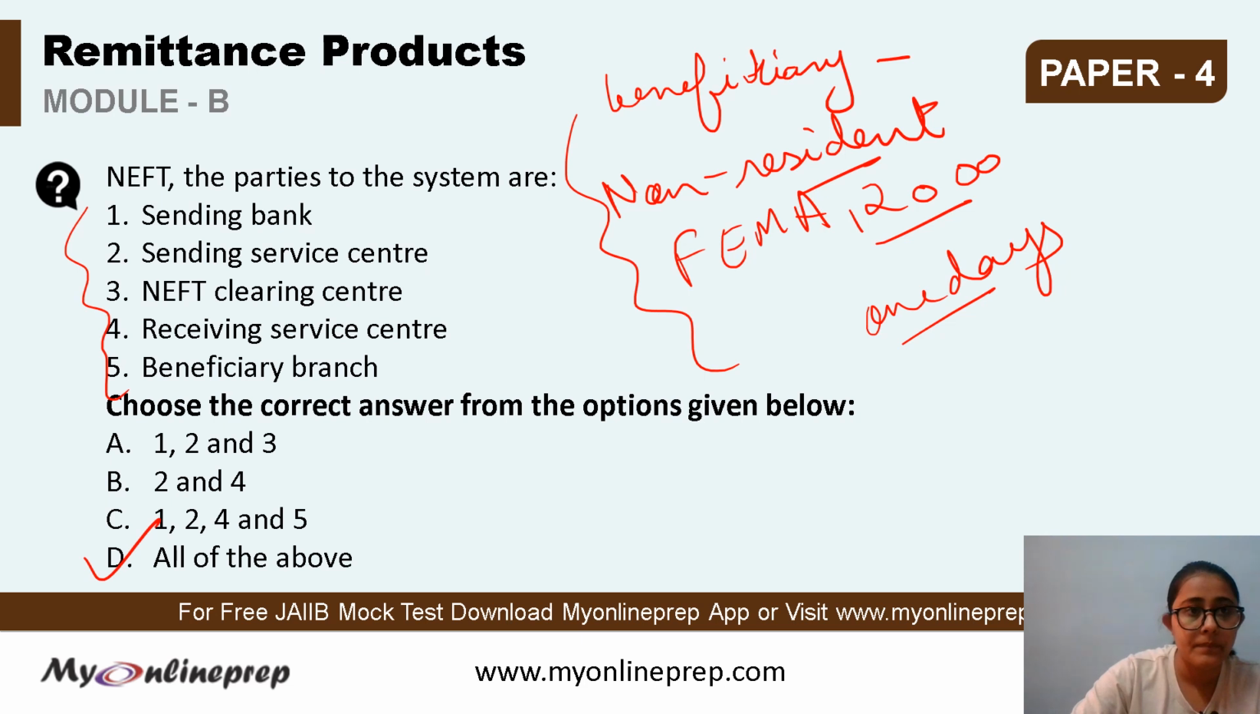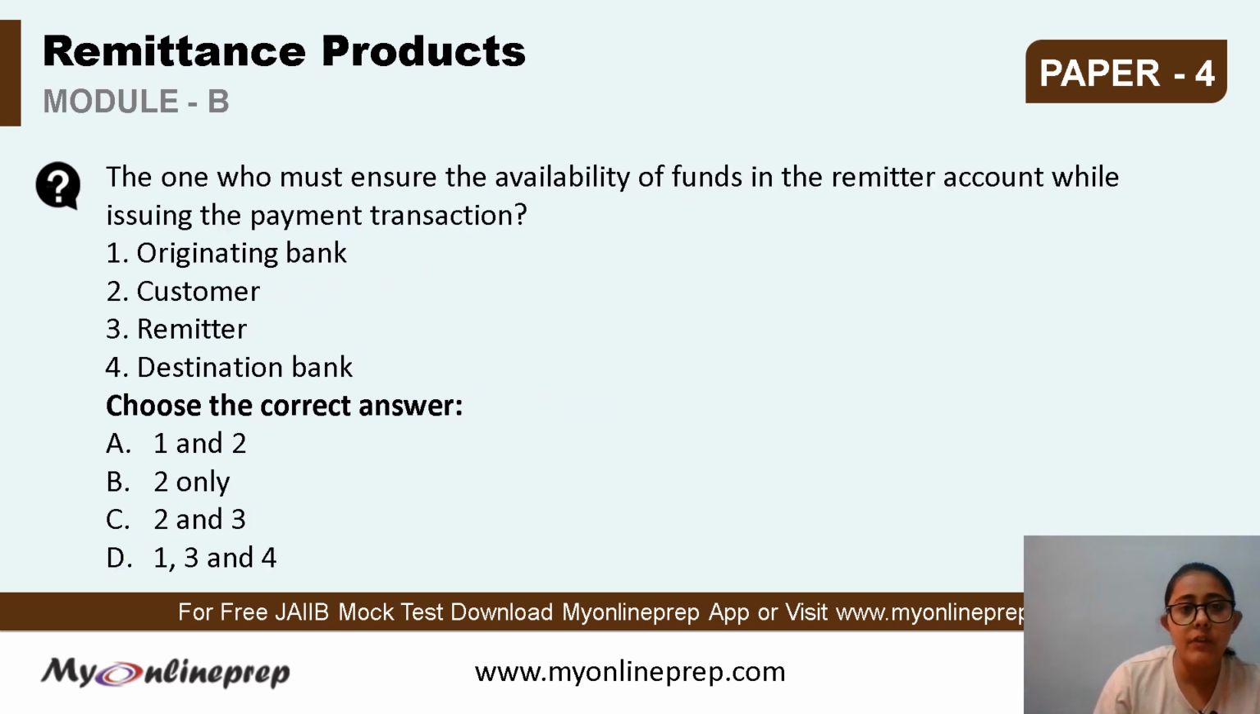Okay, the next question is: who must ensure the availability of funds in the remitter account while issuing the payment transactions? The statements given are the originating bank, customer, remitter, or the destination bank. You have to tell who is responsible for maintaining the availability of funds in the remitter account, the person who is starting the transaction. The options are 1 and 2, that is originating bank and customer; 2 only, customer; 2 and 3, customer, remitter; or D, 1, 3 and 4, that is originating bank, remitter, or the destination bank. Here the correct answer is C, 2 and 3, that is the customer or the remitter.